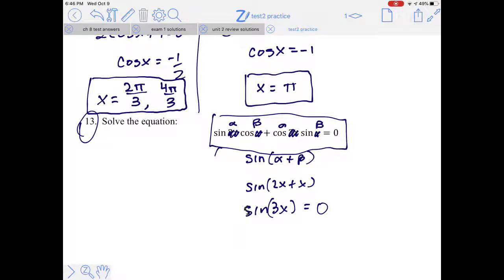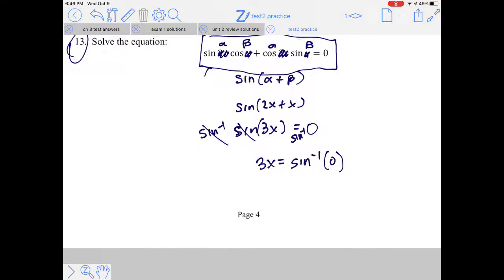Would you then do the inverse of sine 3x and divide that? So what are we solving for? X. X is inside of a sine function. That's no good. We can't solve for x if it's inside of a sine function. So we've got to get rid of the sine function using the inverse. So now I've got 3x equals the inverse sine of 0.